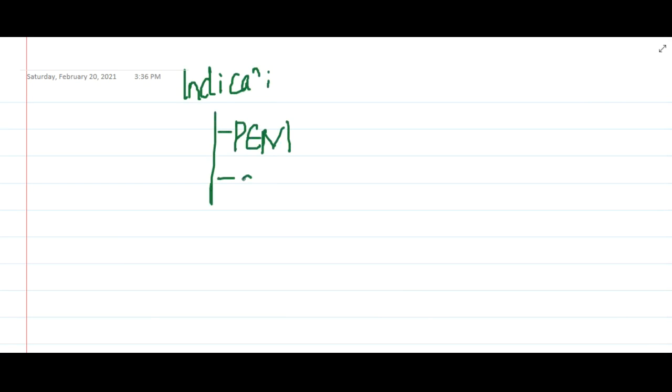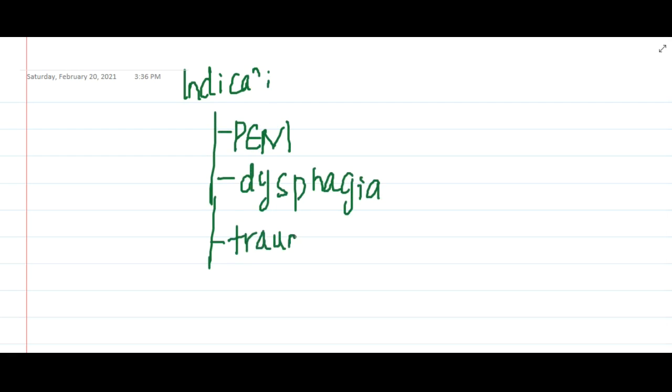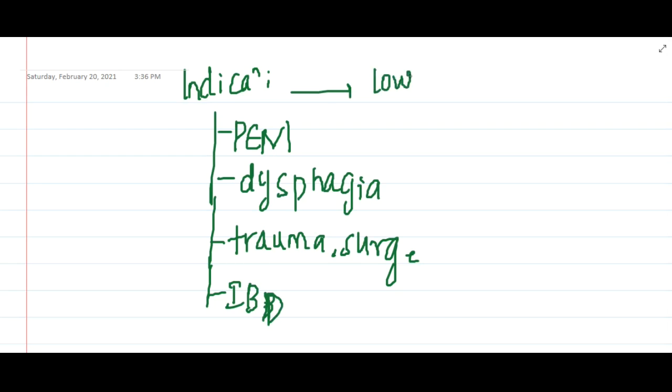Now if you see the indications of enteral nutrition, we can give enteral nutrition if there is protein energy malnutrition, any case of dysphagia except for liquids, major trauma or any history of surgery, inflammatory bowel disease, or low output fistula. In these cases enteral nutrition is indicated.